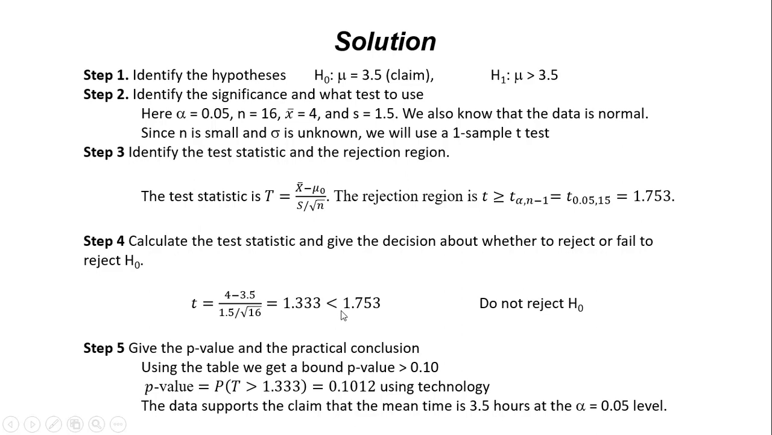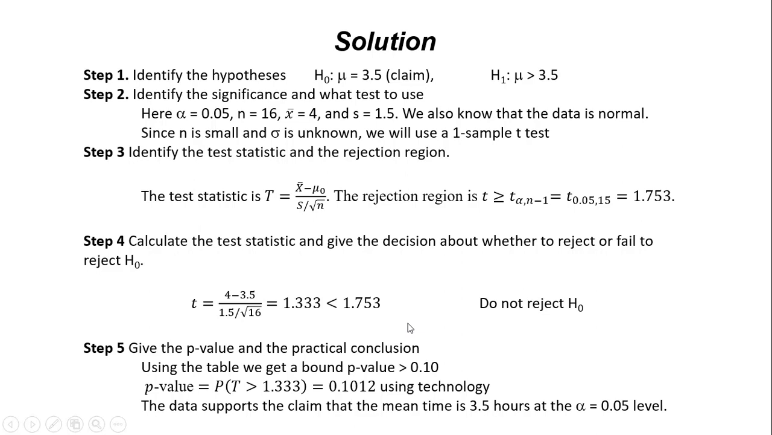Make a note that this is less than 1.753, so therefore we do not reject the null hypothesis. Remember, over here this tells us we reject if t is greater than 1.753. So here our value for t is 1.333. Okay. In step 5, we give the p-value and the practical conclusion.